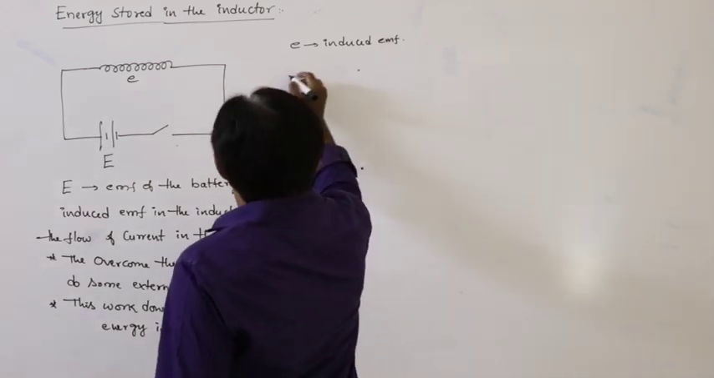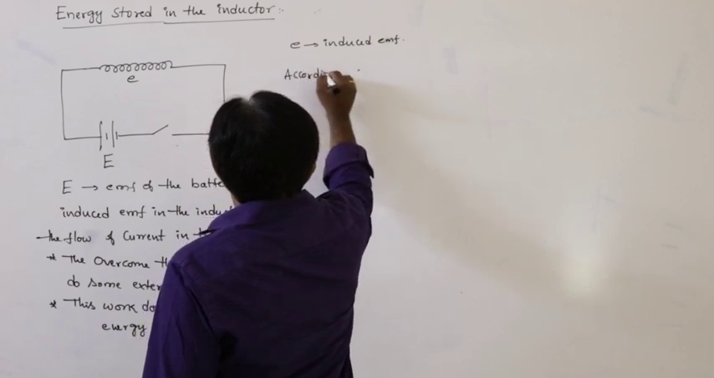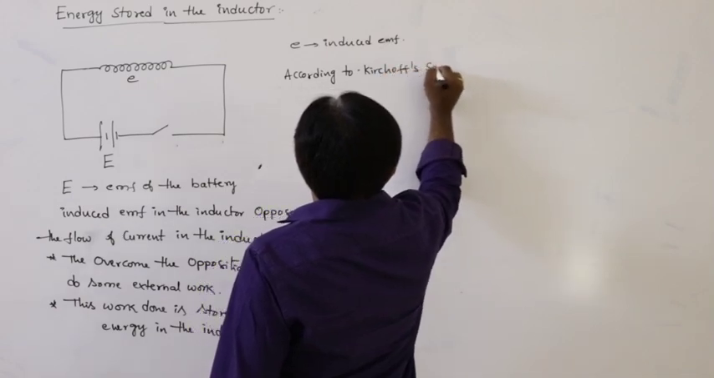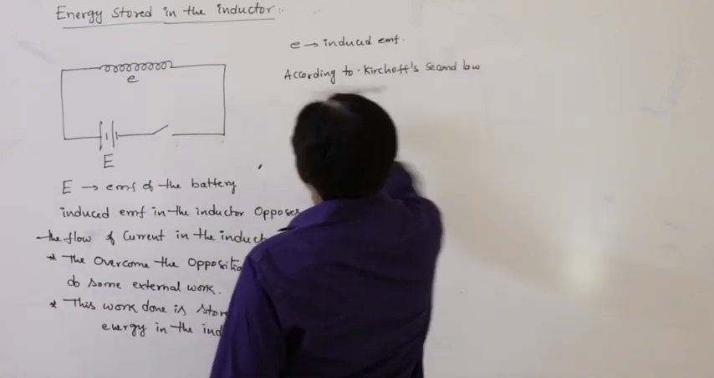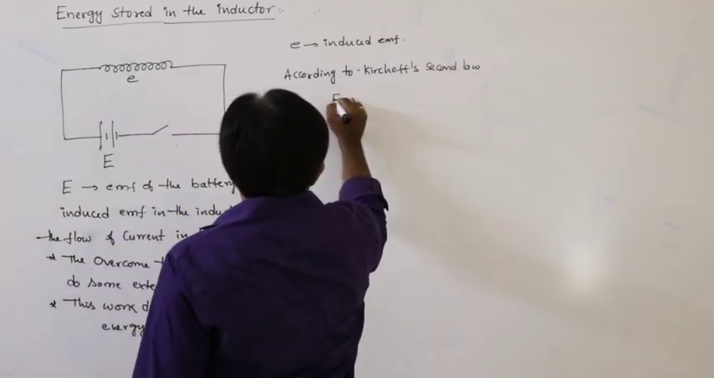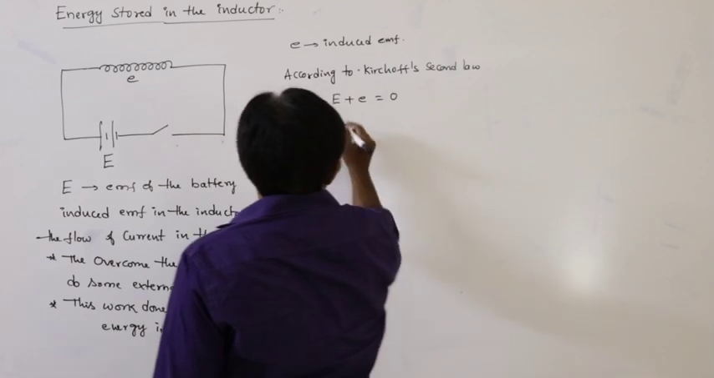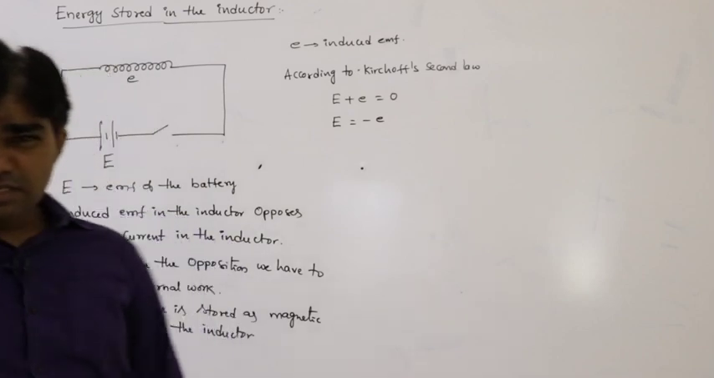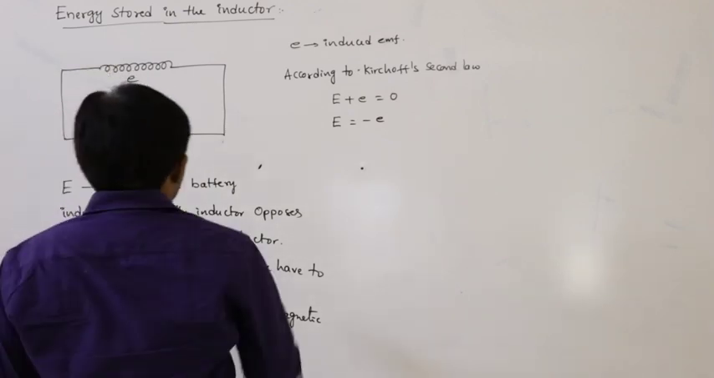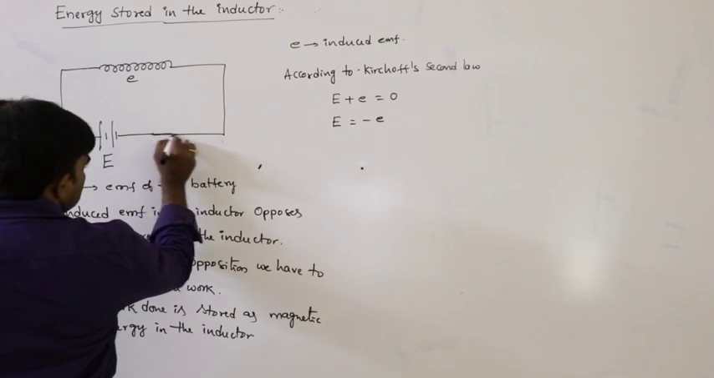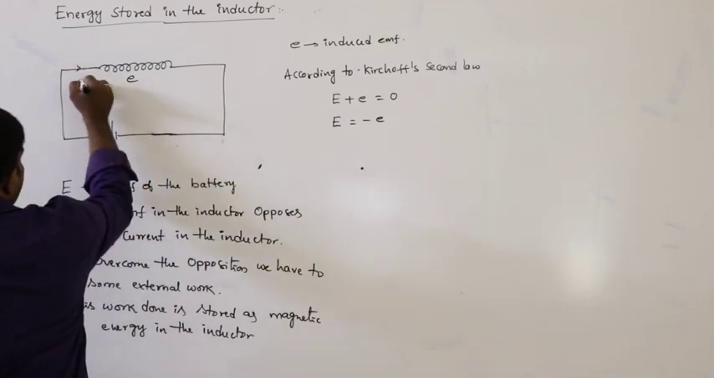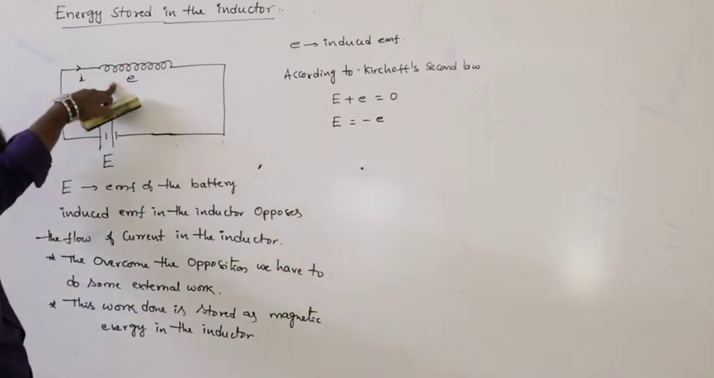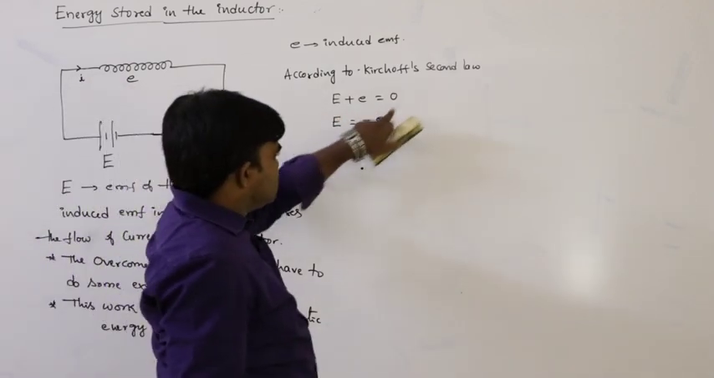So according to Kirchhoff's second law, that is the law of voltage, from this loop what can we write? E plus e is equal to 0, but e is equal to minus E. In this situation, if the switch is closed, the current passes, but the induced EMF opposes the flow of current. That's why E plus e is equal to 0.